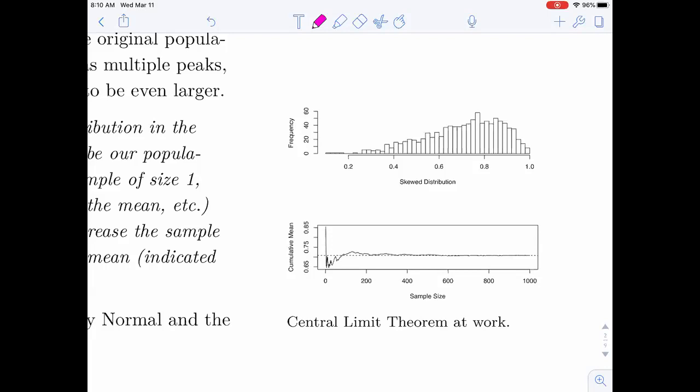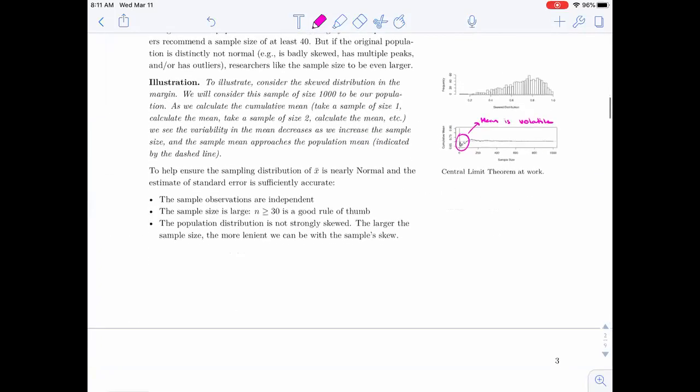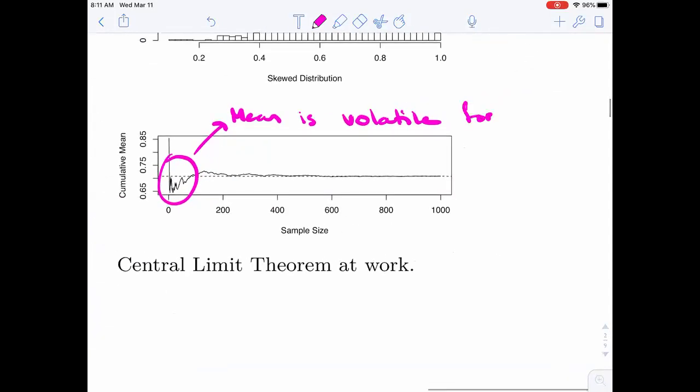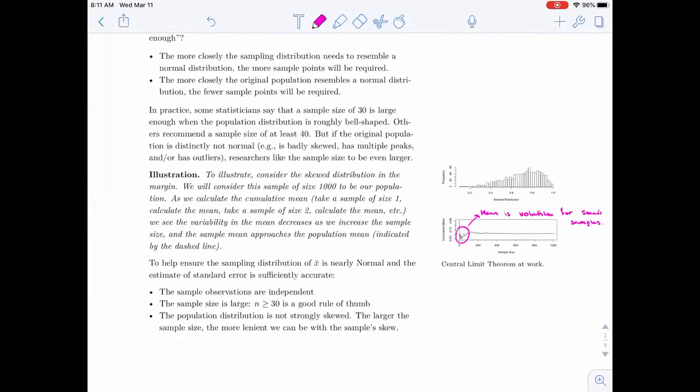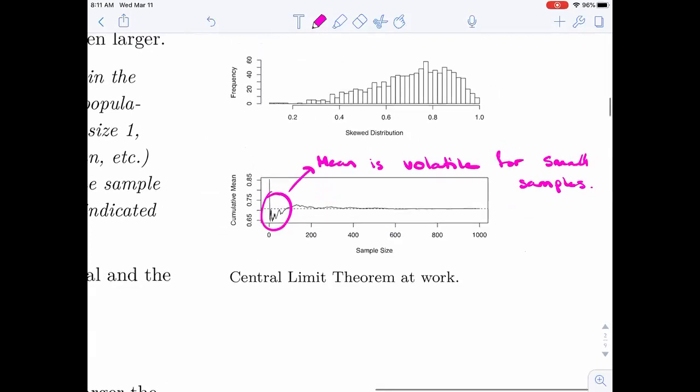So what we say here is that the mean is volatile for small samples. So that's the reason that we need a large enough sample size.